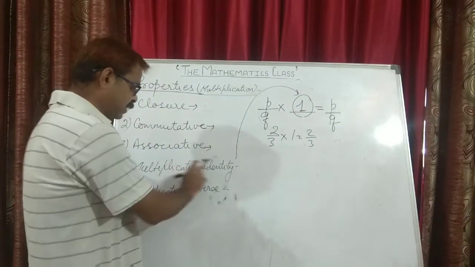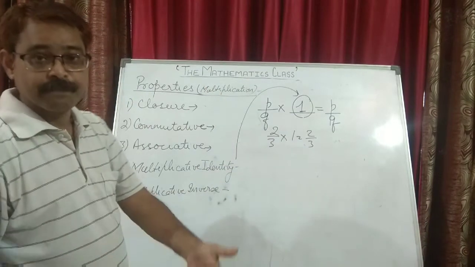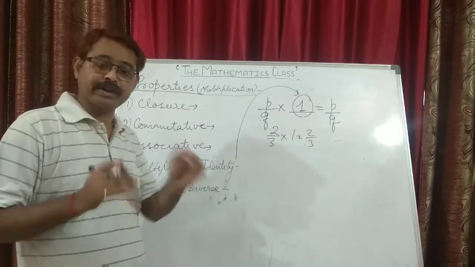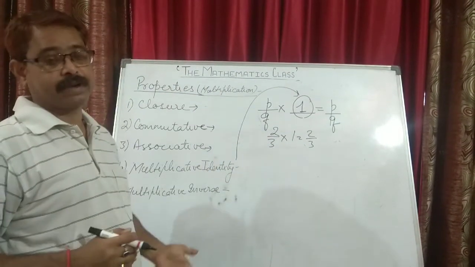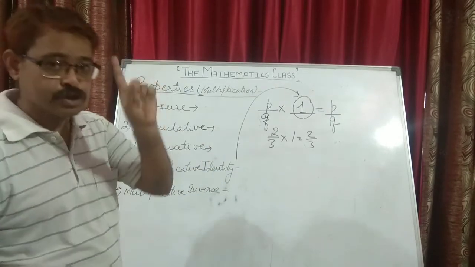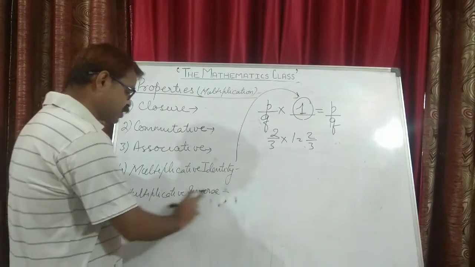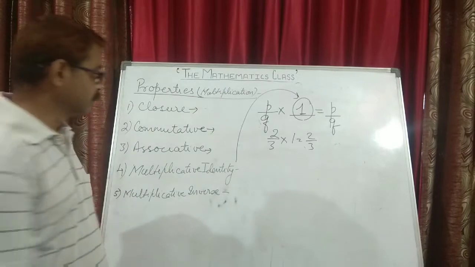It means multiplicative identity exists in the set of rational numbers. And what is the multiplicative identity for rational numbers? That is 1. Next property is multiplicative inverse.